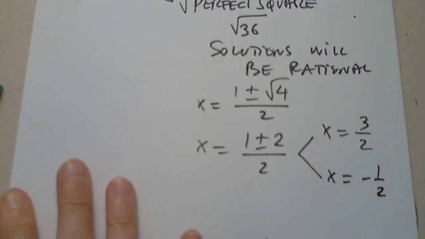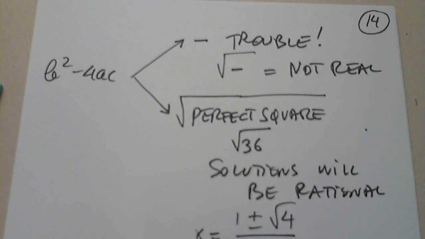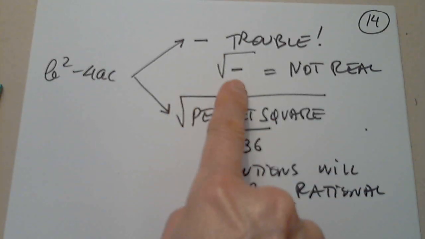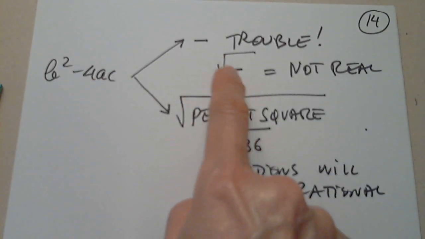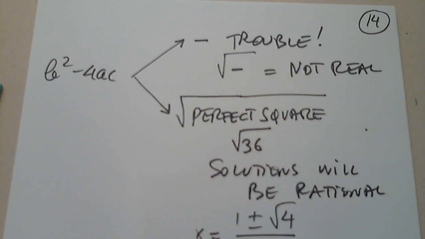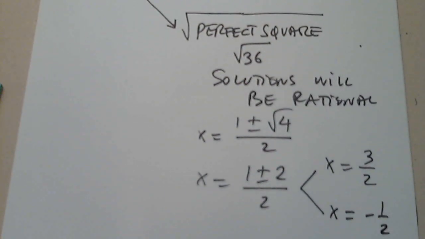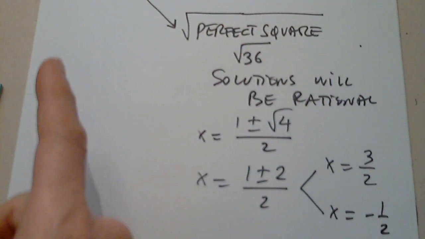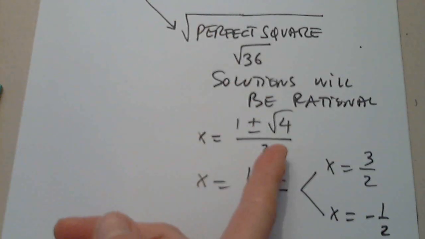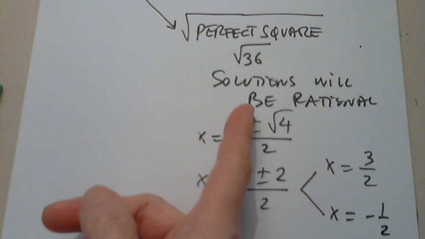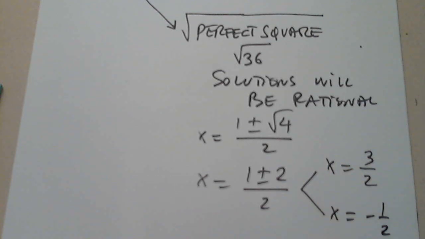So the first, we're not finished. If the discriminant is negative, the radical of a negative is not real. So the solutions will not be real. And the next option is, when we take the square root and it's a perfect square, then the solutions will be rational, two rational solutions.